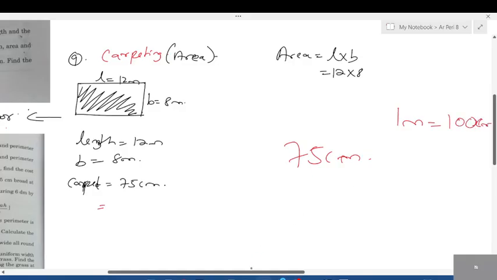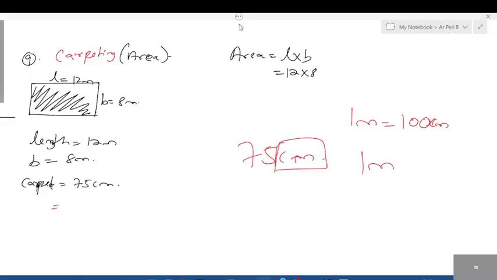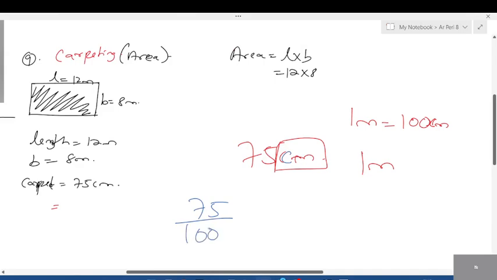1 meter is how much? 100 centimeter. Now, this centimeter should be replaced with which one? It should be replaced by meter. So I'll keep 1 meter as it is. Look at it, it is very easy to calculate. When you're converting from centimeter to meter, you have to divide by 100.